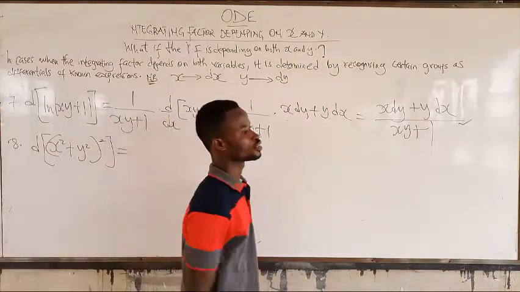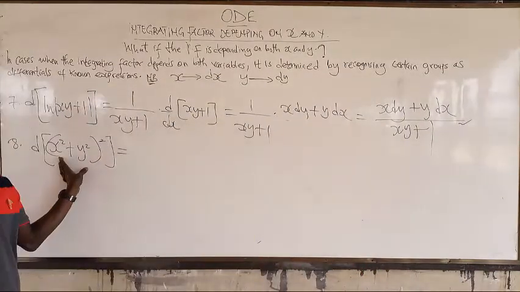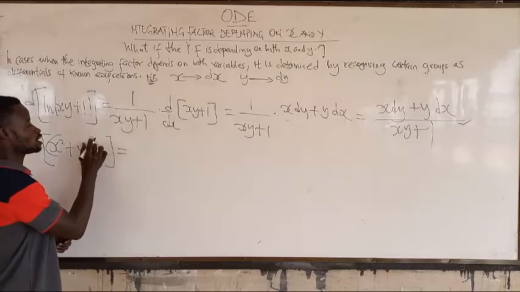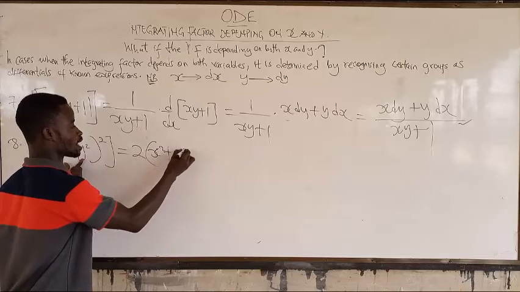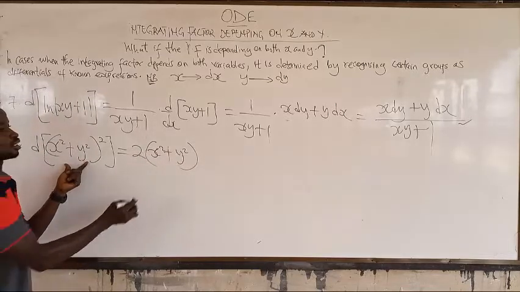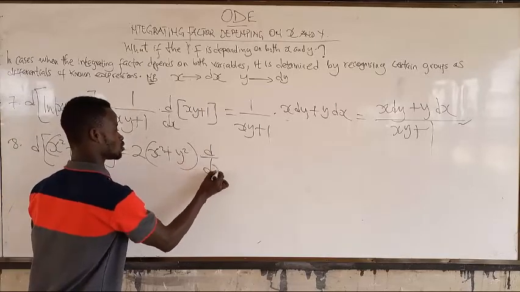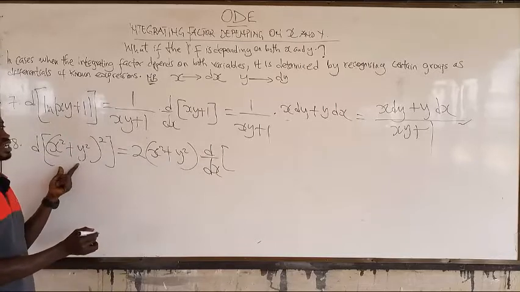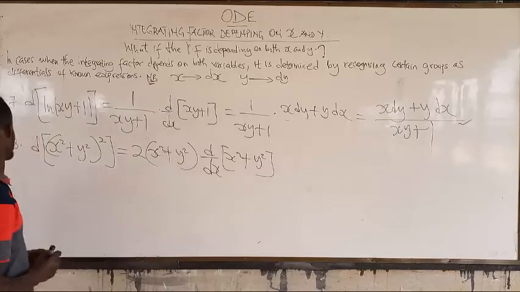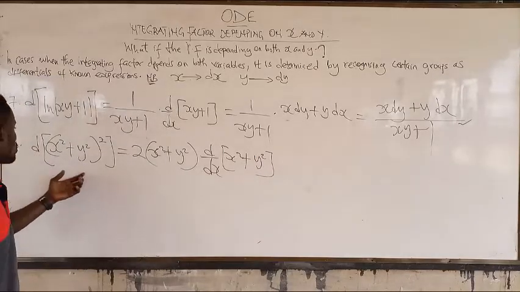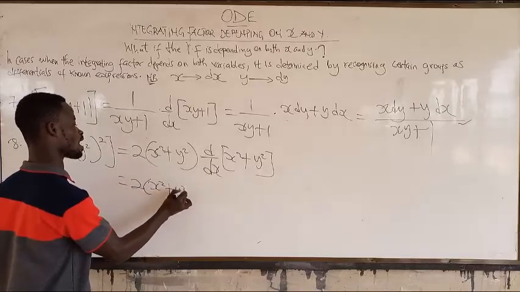Okay. Still differentiation. Now we have to differentiate using the general power rule, alright? So the 2 here will multiply the whole of this, x squared plus y squared. Then you differentiate the inside. So the derivative of the inside will be the derivative of x squared plus y squared. Very good. So here you get 2 times x squared plus y squared.